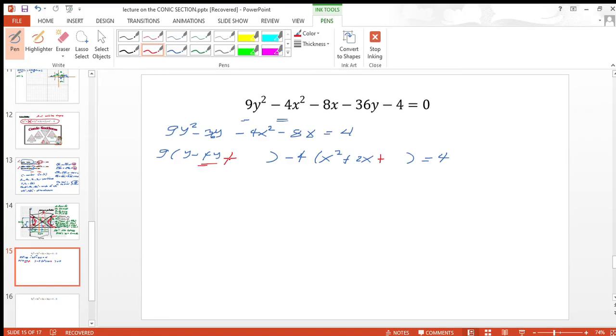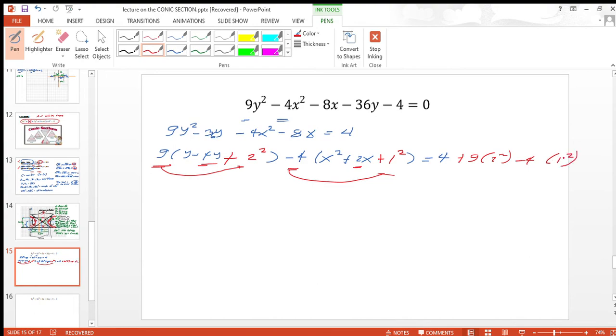4 divided by 2 is 2. We square it. 2 divided by 2 is 1. We square it. This will be plus 9 times 2 squared. Here, don't forget the minus sign. Minus 4 times 1 squared.